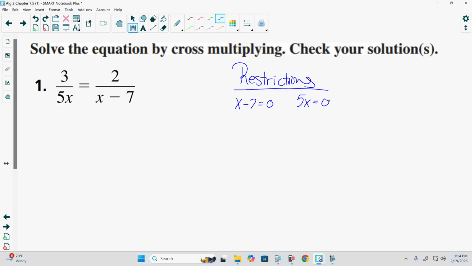Well, the two places we can't have a 0 are in the x minus 7 and the 5x. For x minus 7, if we wanted to solve this, we would add 7, telling us that if x is equal to 7, the denominator would be 0. It'd be a restriction. We can't have x be 7.